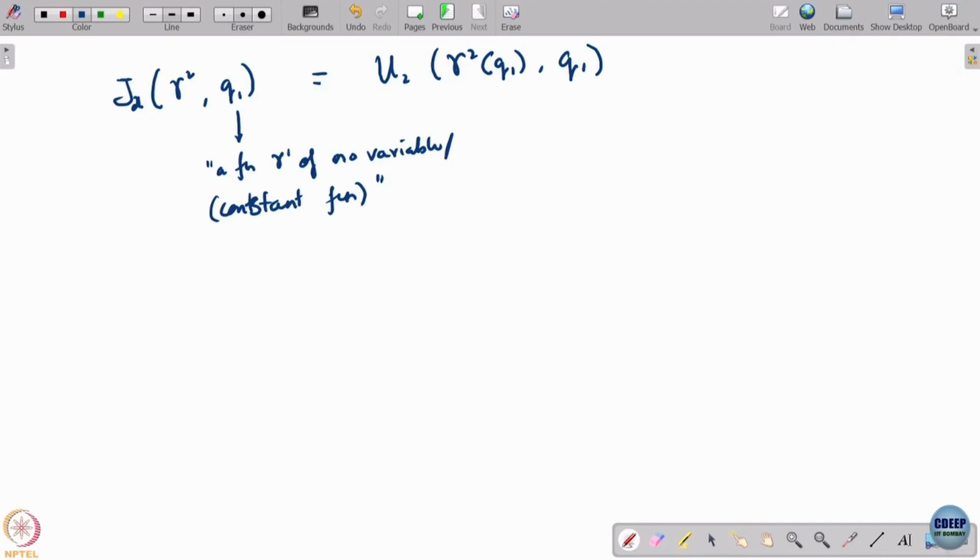Now question is, is this well defined? Is this a number? It is a number, because if I give you a quantity q1 and a function gamma 2, this evaluates to a number. If q1 was a function of something else, then I would need to give you that something else for this to become a number. But q1 is already a number, so this is now a number.